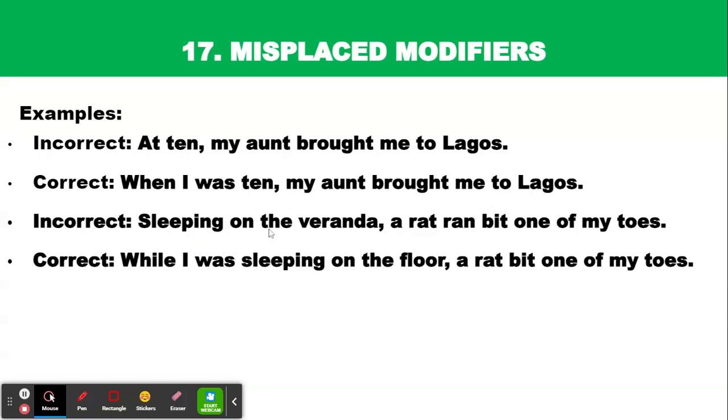Another example: "Sleeping on the veranda, a rat bit me, a rat bit one of my toes." Now the question is, was it the rat that was sleeping on the veranda? No, this "sleeping on the veranda" refers to the speaker. So the best way to put it is to say, "While I was sleeping on the floor or veranda, if you like, a rat bit one of my toes."